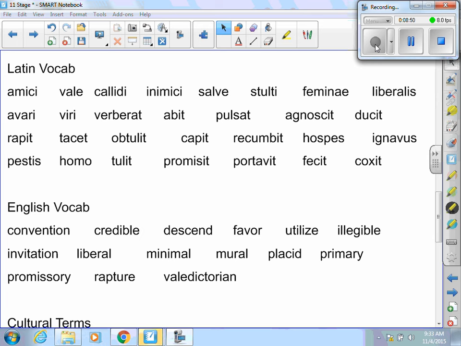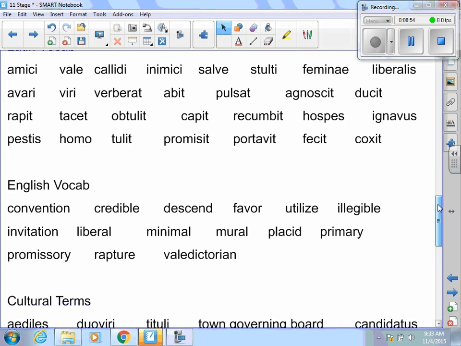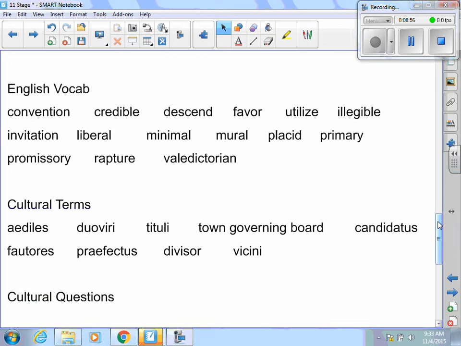English vocab, also an important aspect of this test. Definitions of these words: a convention is a gathering of people. You see the venio in there, to come, and then co together, come together. Credible is believable. Descend is to go down, from descendo. Favor is to support someone if you have favor for them. We've had utilize here is put to use.